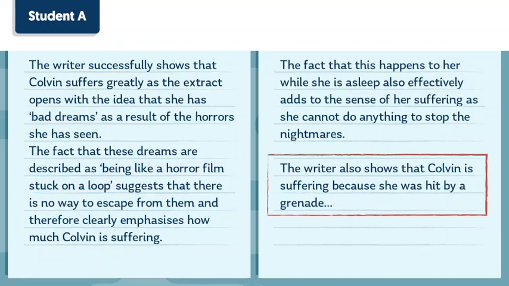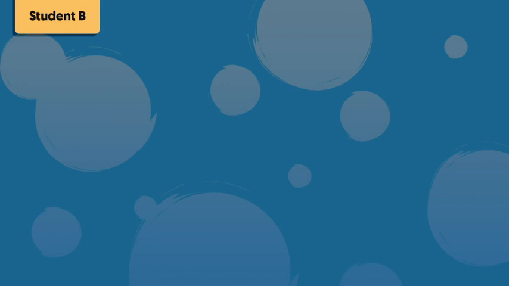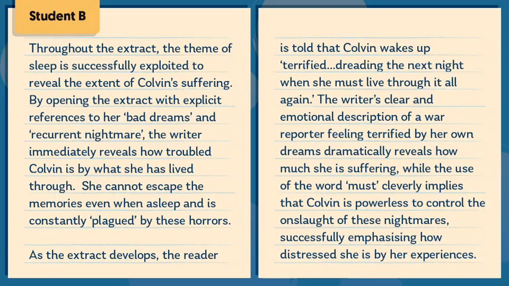However, the start of the next paragraph shows that the student is about to make a completely different point. This means that they aren't reinforcing or developing their judgments in a way that would help them get the top marks. Student B's response, however, does do this. Press pause now to give yourself time to read this part of their response, then press play again when you're ready. So in this case, the student makes links between how Colvin's bad dreams are used at the start of the extract with her fear of these dreams at the end.